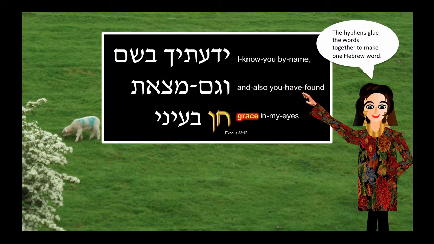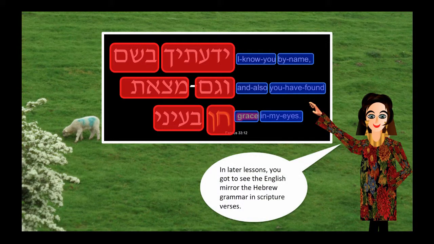Now, also in Unit 2, you learned about how Hebrew works, and we mirrored it in how we translate it in English. So the hyphens glue the words together to make one Hebrew word, or sometimes I refer to it as one Hebrew unit. And this concept will really help you learn Hebrew and get a hold of it as you grow and as you take the traditional courses. In later lessons, you got to see the English mirror the Hebrew grammar in scripture verses. Now, when I talk about Hebrew grammar, that sounds a little bit scary, but I think if we just demonstrate it this way, it's not so difficult.